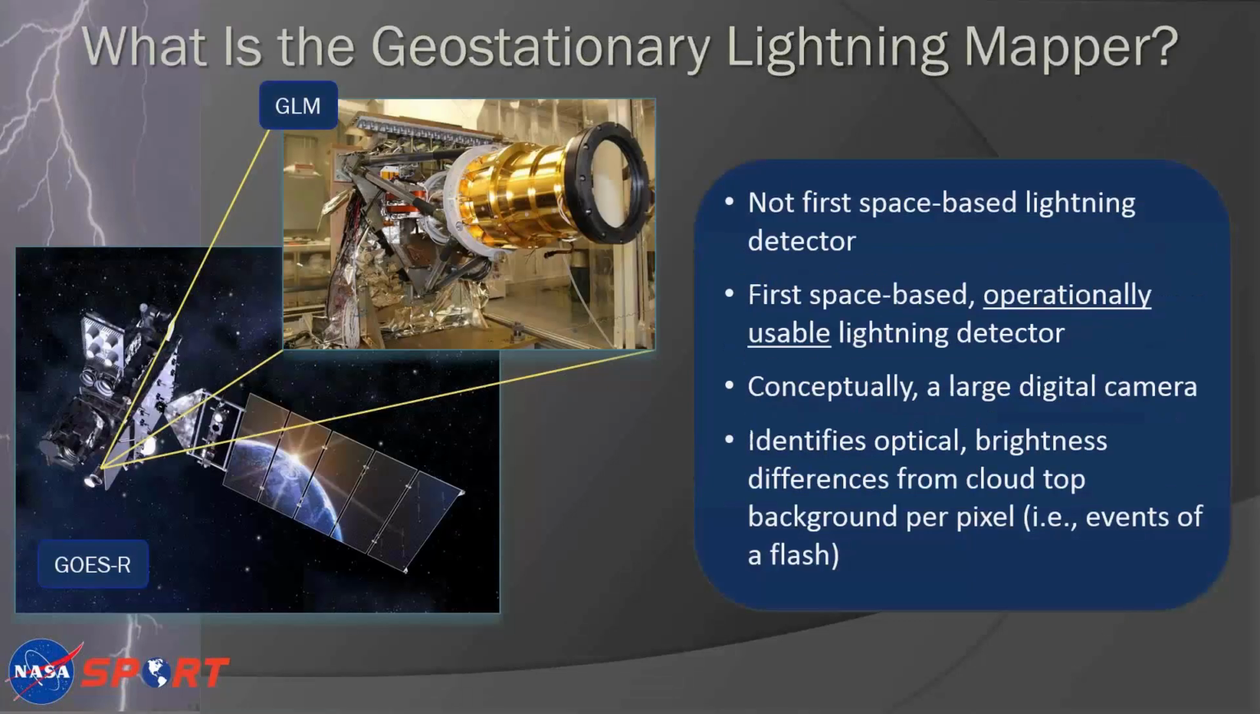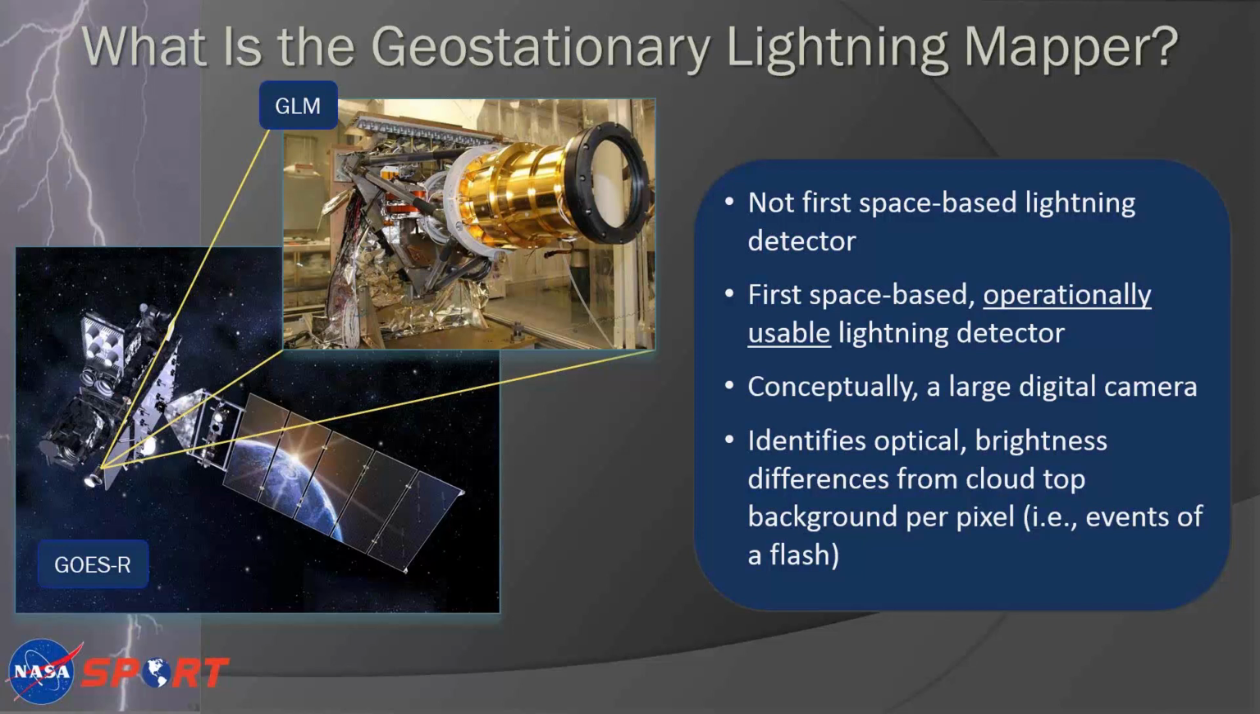So, what is the geostationary lightning mapper itself? It's actually not the first space-based lightning detector. Previous detectors were designed to monitor for other features on the Earth, such as looking for nuclear explosions, or were part of the Tropical Rainfall Measuring Mission Lightning Imaging Sensor. This was a low Earth orbiting instrument, so instead of providing continuous coverage, it just gave you a snapshot of lightning activity. So the geostationary lightning mapper is our first opportunity to have an operationally usable lightning detector, as you can monitor lightning over a very large field of view continuously.